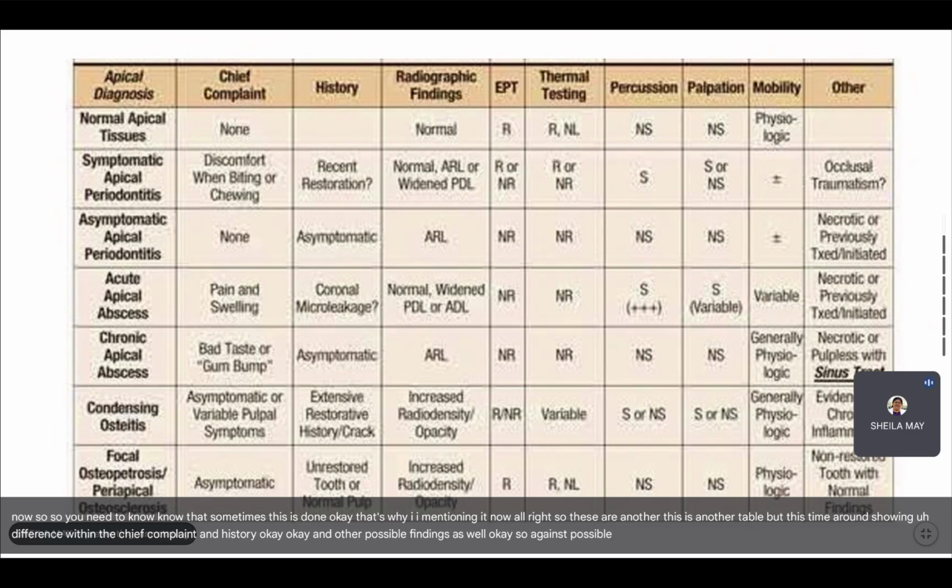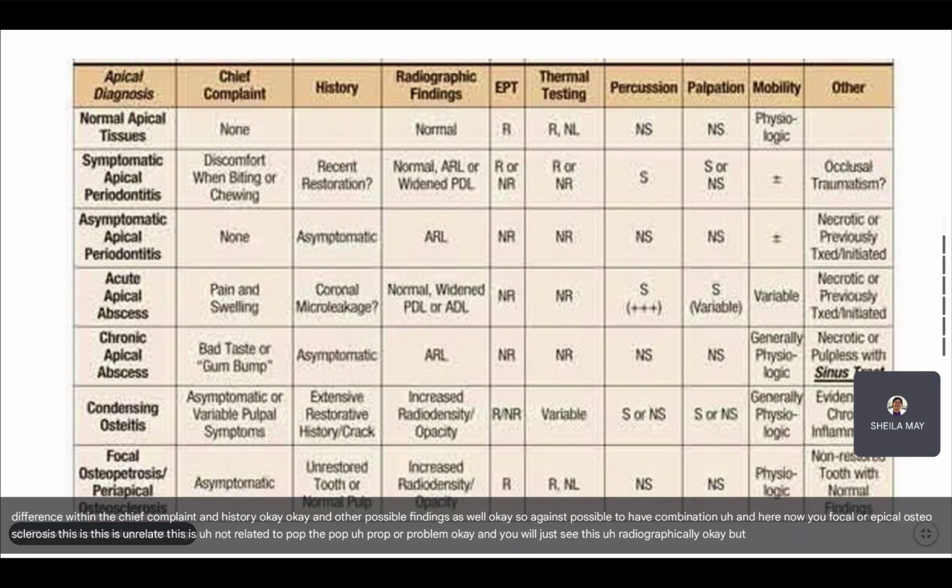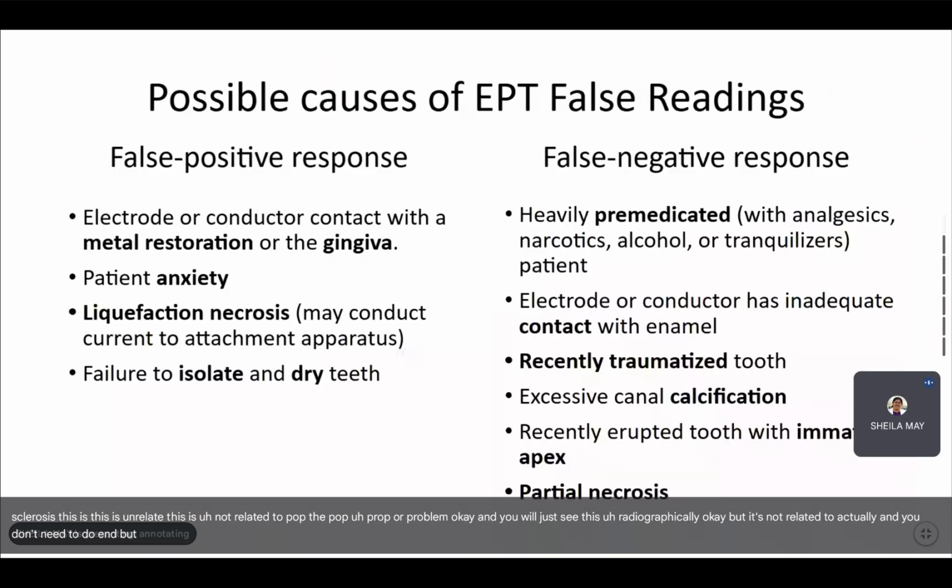So again, it's possible to have a combination here of focal osteopetrosis or periapical osteosclerosis. Now, this is unrelated. This is not related to the pulp, not a pulpal problem. You will just see this radiographically, but it's not actually related to endo. You don't need to do endo here.